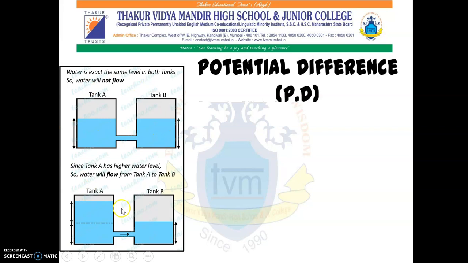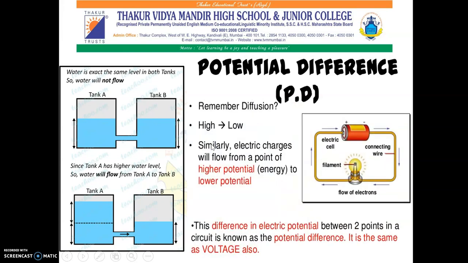But in the second case, you can see tank A has higher water level. So the water will flow from tank A to tank B. This is according to diffusion. Right? Do you remember diffusion? The flow from the higher concentration to the lower concentration. So the water will flow from tank A to tank B. Similarly, electric charges will flow from a point of a higher potential to the point of lower potential.